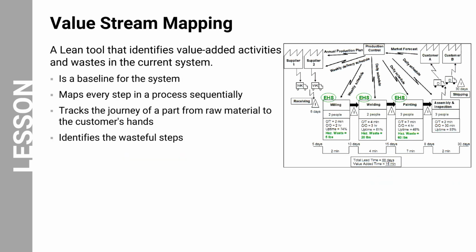VSM is a process mapping tool that identifies the current system's value of activities and wastes. It is a baseline for the system. A VSM maps every step from end to end in sequential order. VSM shows how a part flows through the system from raw material to the customer's hands, identifies relationships between the different steps in a process, and illustrates the wasteful steps.